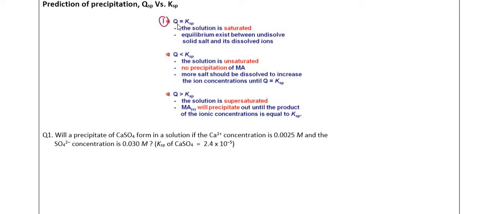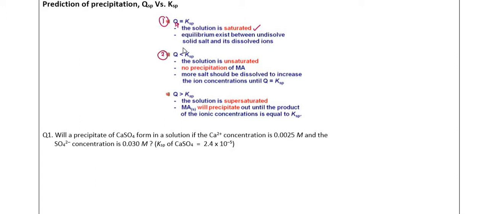when the value of Q here, which means QSP, is equal to the value of KSP, it means that the solution is saturated. When I say saturated, it means that undissolved solid is in equilibrium with dissolved ion. Bermaksud dia ada solid dan dia ada aqueous pada equilibrium. Maksudnya seimbang lah, dua-dua wujud. Okay, pada saturated solution.